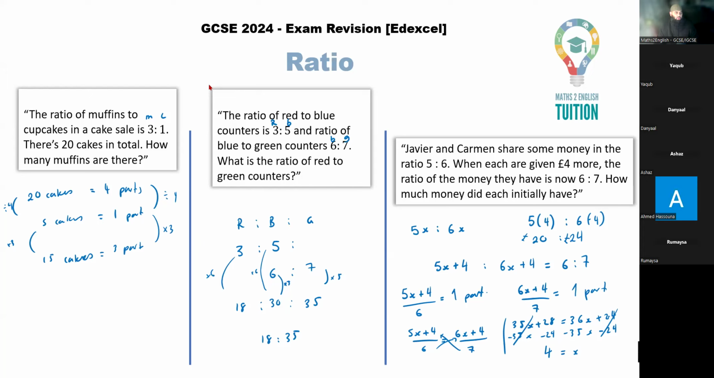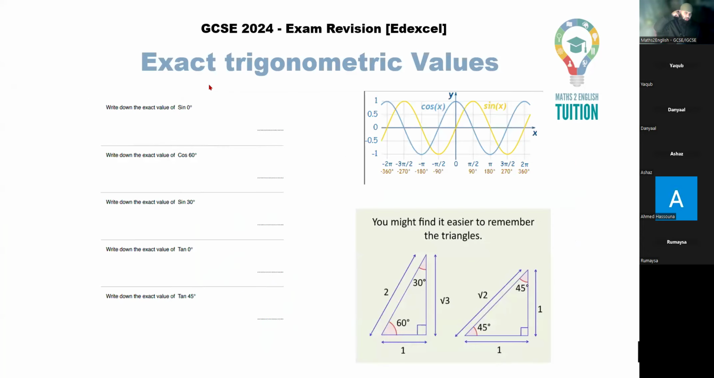Okay, this is important. Exact trigonometric values. It's very important that you memorize these values. I would recommend you memorize these values. They're going to come up, trust me. You're going to have to tell the examiner what the value is of sin 0 or cos 60 or something along the lines. You have to memorize them.